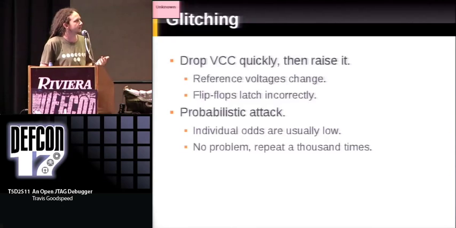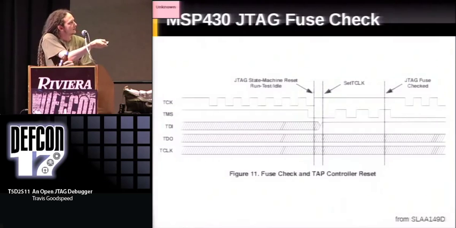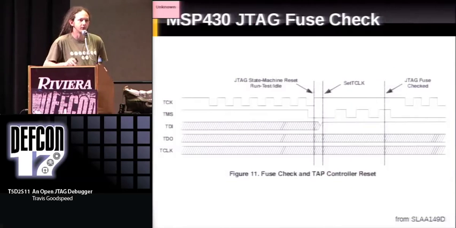This is what it looks like on a scope. So going back to the diagram, you can see in this line here the actual pulses that are required. You are told to send two.